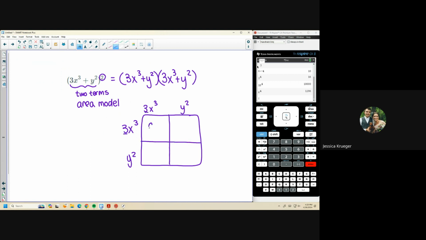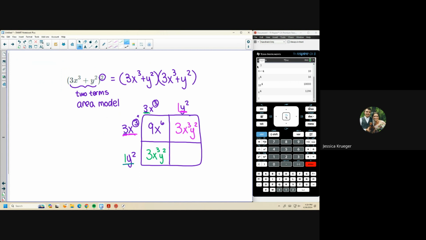So 3 times 3 is 9. X to the third times x to the third, I'm adding my exponents, so that would be x to the 6th. Please remember there's a 1 in front of this y. 3 times 1 is 3. X to the third, y squared. I can't simplify that because this base and this base are not the same. Now I'm going to multiply this by this. Remember, there's a 1 there, so that's going to be 3. And I like to put my variables in alphabetical order, so it'll be x to the third, y squared.